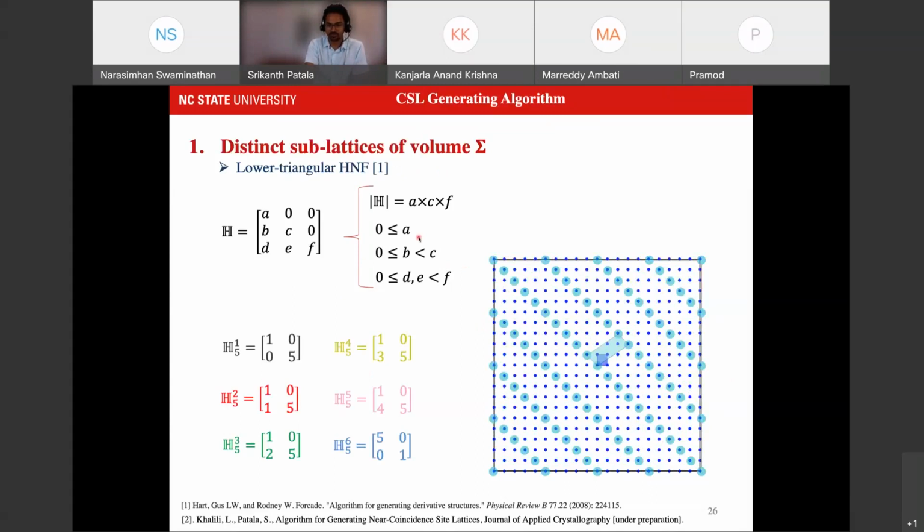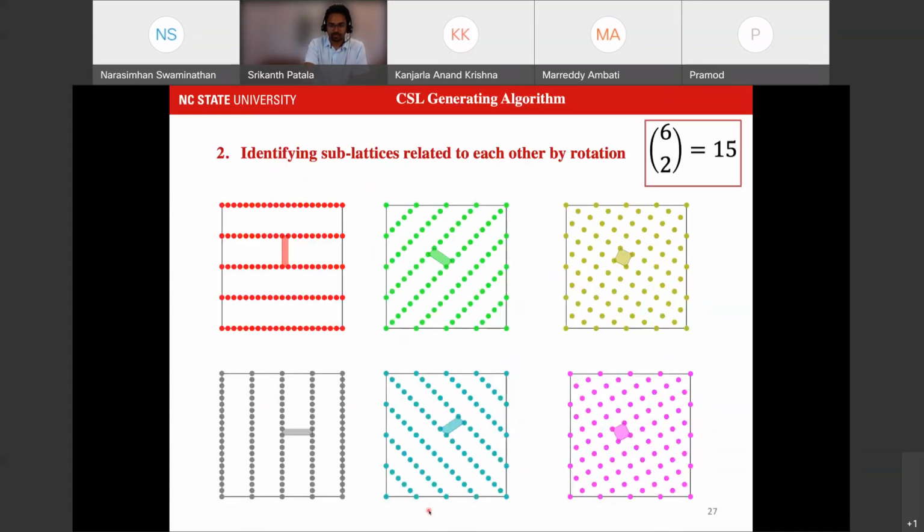Those of you who are familiar with density functional theory, Hermite normal forms are actually used for generating what are called derivative structures. So the idea is as follows. Once I have these sublattices of area 5 times the area of the primitive lattice, I'm going to compare these unique sublattices. Compare meaning, is there a rotation that can map one of these lattices to the other?